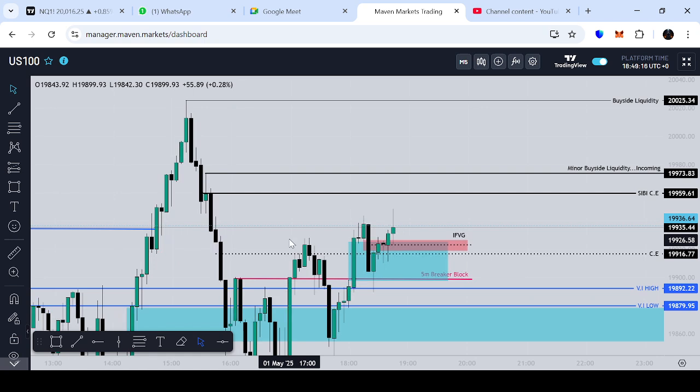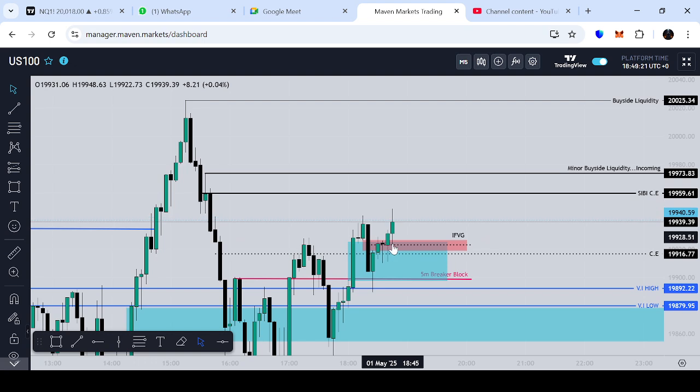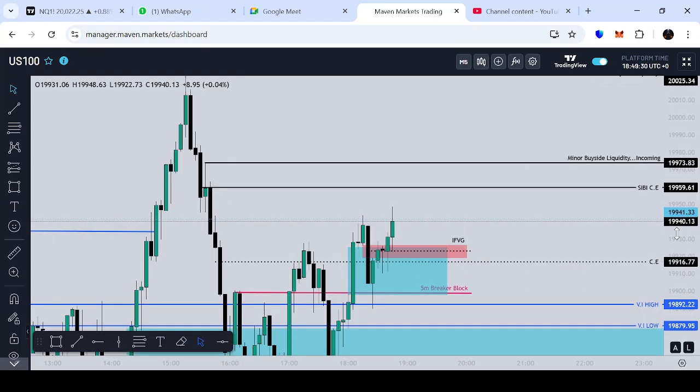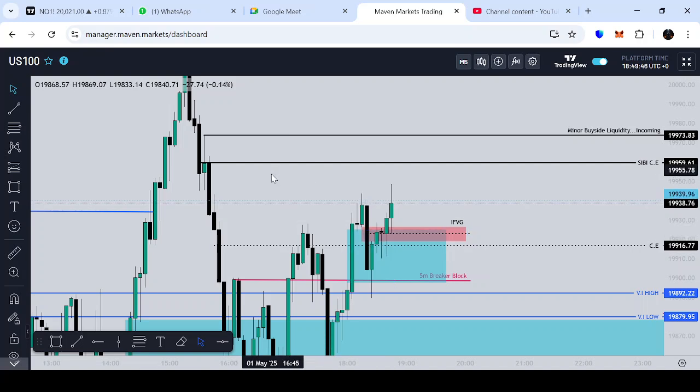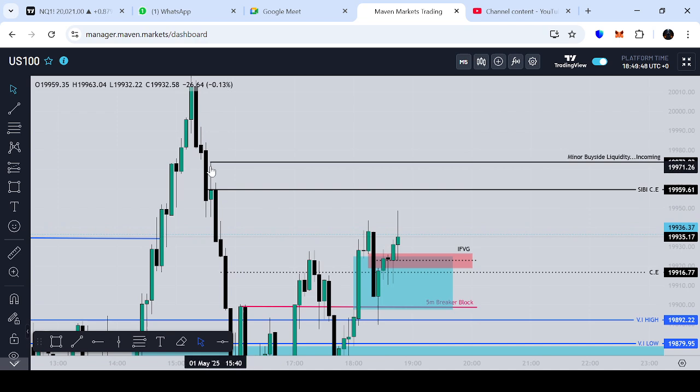Utilizing an inversion fair value gap, you have to wait for price to violate a CB or BC. Like this is a CB, sell side imbalance, buy side inefficiency. Once the consequent encroachment is violated, then price trades above it and stands. Then you can utilize this as an inversion fair value gap. Then you target the liquidity above. Here is a minor buy side liquidity above price. Price is going to seek that liquidity there.